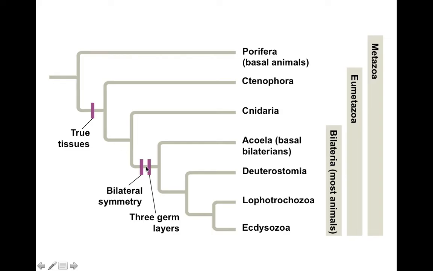And then it isn't until we get into organisms with bilateral symmetry that we find organs and organ systems being found, as well as being triploblastic or having 3 germ layers. So these things seem to go together: bilateral symmetry and the presence of 3 germ layers. Okay, so we're going to look at all of these groups: the Porifera, ctenophores, cnidarians, acoelomate organisms, deuterostomes, Lophotrochozoa, and ecdysozoa.